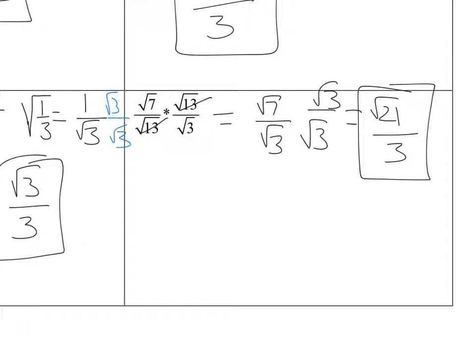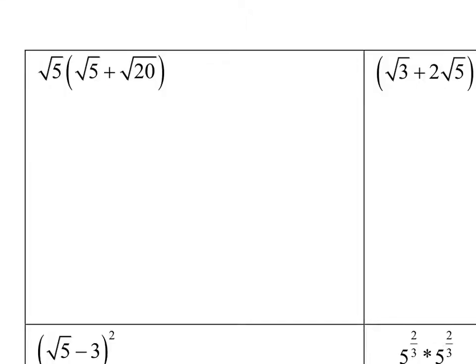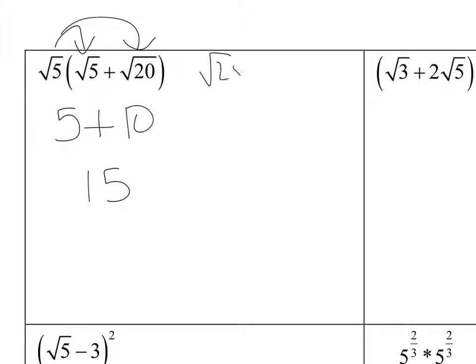Alright, let's keep going. So now we got to see if we can multiply and add still here. So again, we got to distribute this out. So square root of 5 times square root of 5. Well, 5 times 5 is 25. What's the square root of 25? 5. Plus 5 times 20 is 100. What's the square root of 100? 10. So you get 15. So again, we had square root of 25 plus square root of 100, which is 5 plus 10.